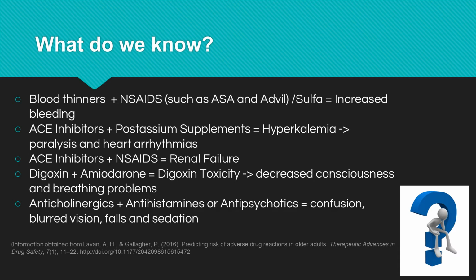Digoxin is a drug used to treat heart failure and atrial fibrillation. If mixed with amiodarone, a drug used to treat arrhythmias, it can cause digoxin toxicity, which can lead to a decrease in consciousness and difficulty breathing. Anticholinergics are a class of drug used to treat many illnesses such as asthma, incontinence, muscle spasms, depression, and sleep disorders. If mixed with antihistamines or antipsychotic drugs, they can cause confusion, blurred vision, falls, and sedation.